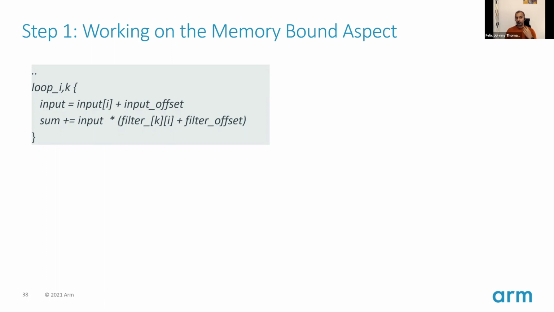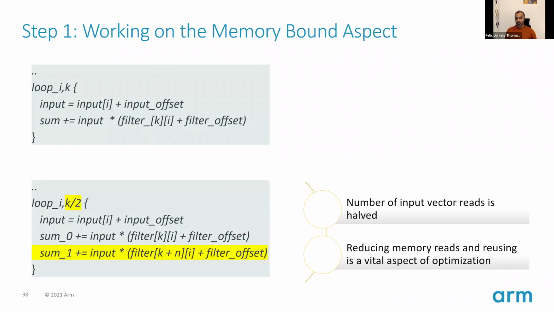Now the common part here is the input data. So what we can do is unroll the loop. If we unroll the loop, what we have effectively done is reduce the number of input vector reads by half. Reducing memory reads and reusing data is a very vital aspect of optimization, and that is how we reduce the effective bandwidth of your system.